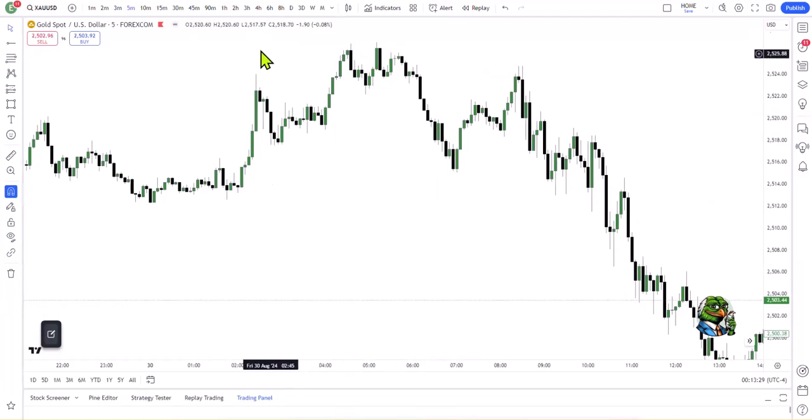Okay, target minimum 50 pips. You're basically targeting the previous high. If that's less than 50 pips, target 50 pips, but put a break even on at 35 pips. Once you get 35 pips, put it to break even.